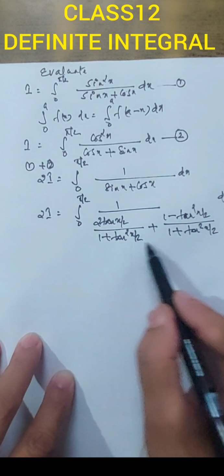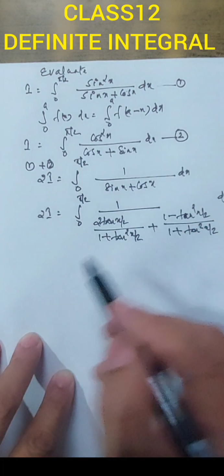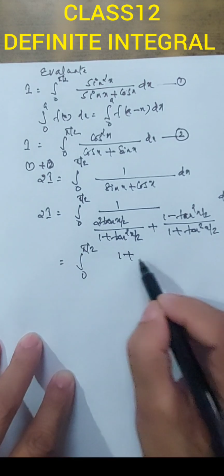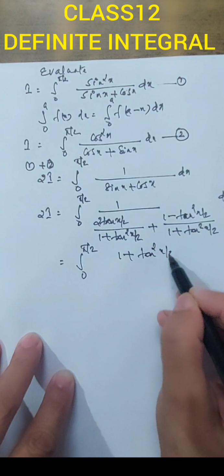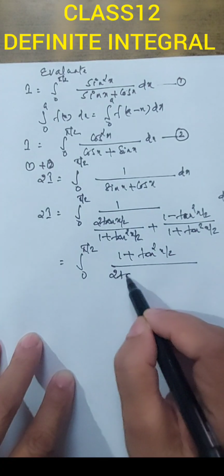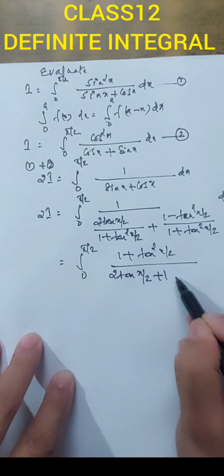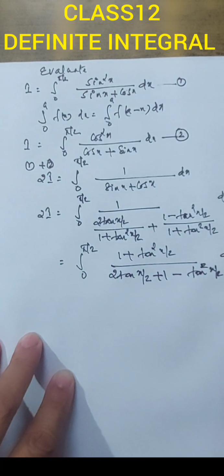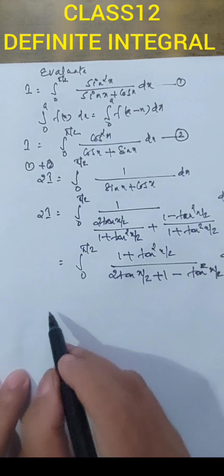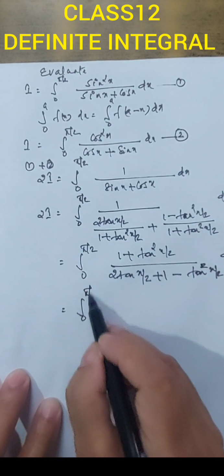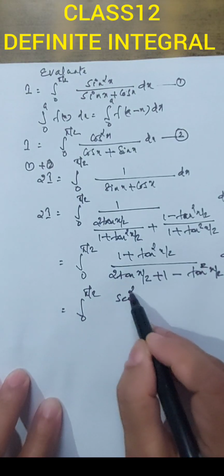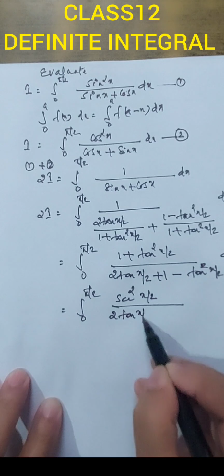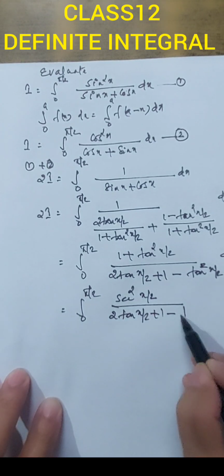Take LCM. 1 plus tan square x by 2 is the common denominator, which will go to the numerator. It will be the integral from 0 to pi by 2 of 1 plus tan square x by 2 divided by 2 tan x by 2 plus 1 minus tan square x by 2, dx. Now this can again be written as the integral from 0 to pi by 2. 1 plus tan square theta will be sec square theta. So this is sec square x by 2 divided by 2 tan x by 2 plus 1 minus tan square x by 2, dx.